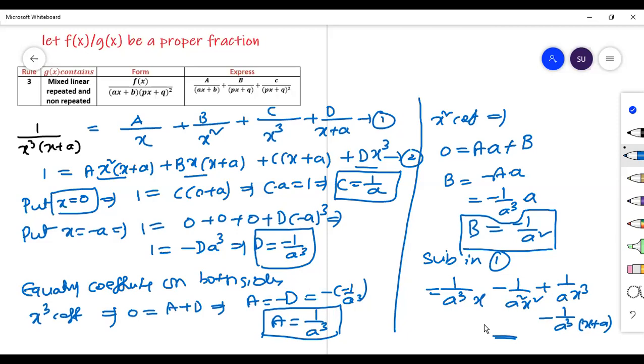So this is the way to resolve into partial fractions.